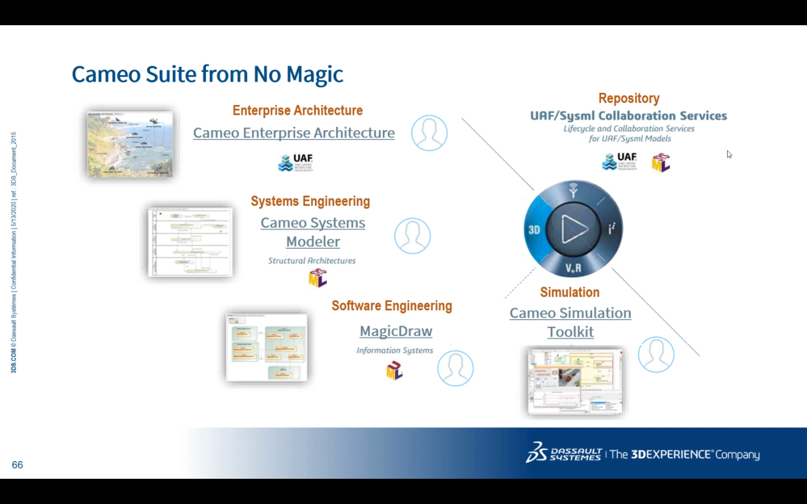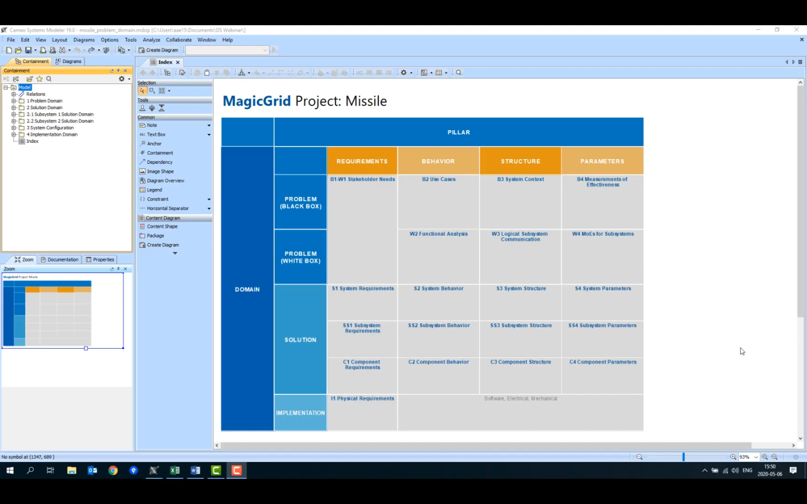Now let me switch to the modeling tool, CAMEO Systems Modeler actually, and begin the demonstration. Now I will show you how to create the problem domain analysis model for the missile system by following the MagicGrid method. Due to the limited time, I must skip the cells that belong to the parameters pillar.